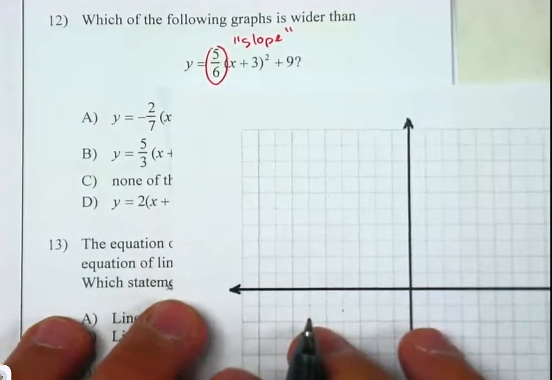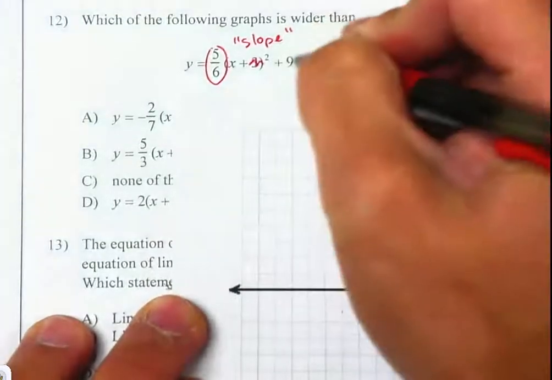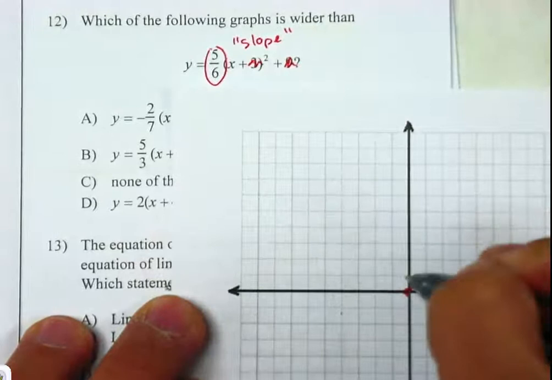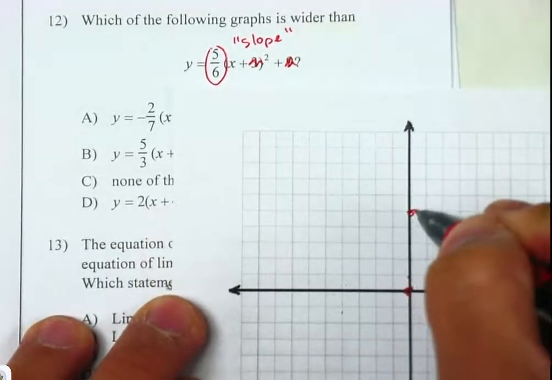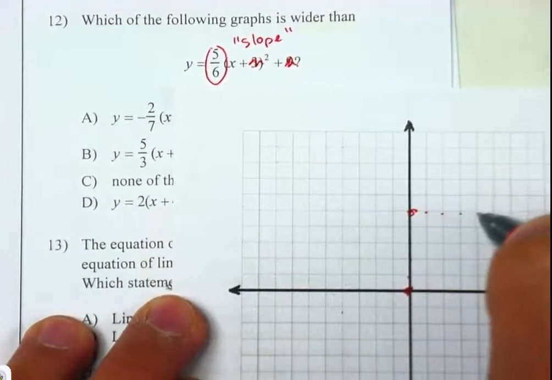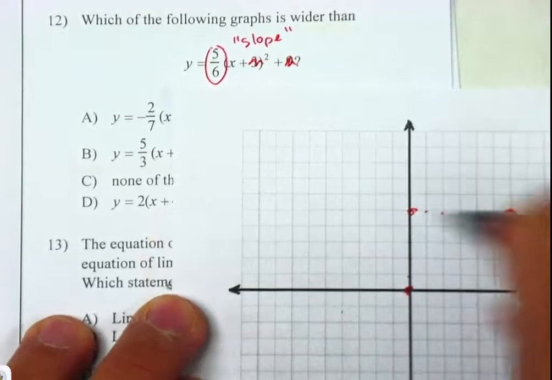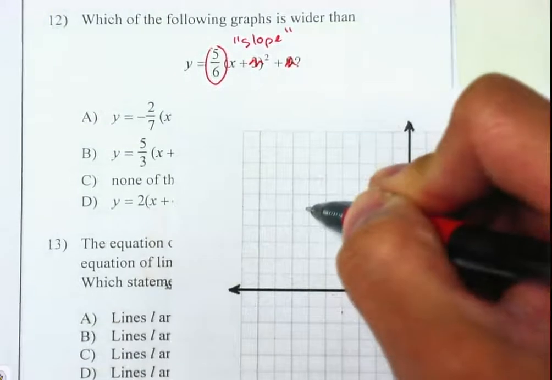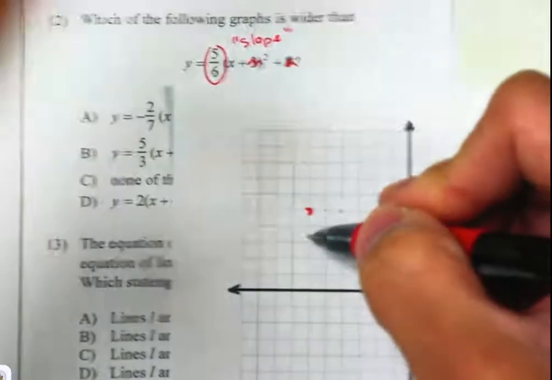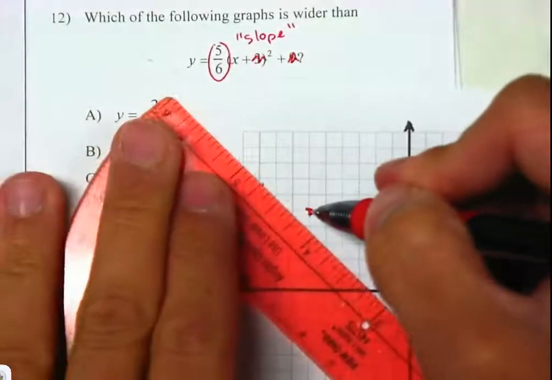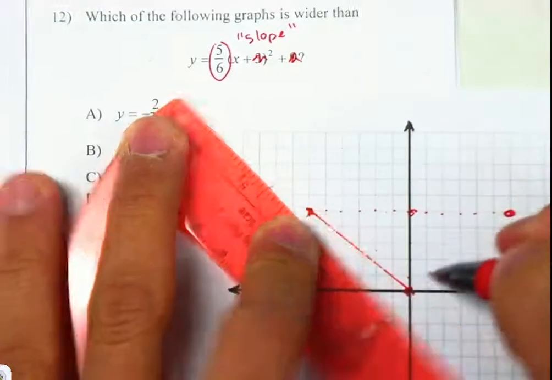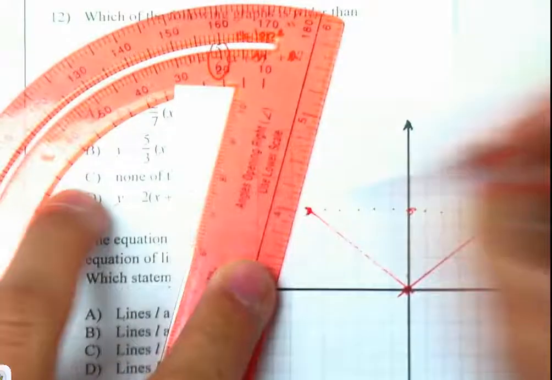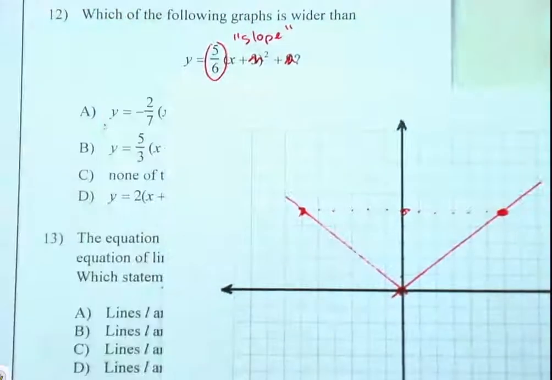I'm just going to cover up all those other ones. We can ignore this, ignore that. We're going to see 5 over 6. So that's going to be up 5 over 6. Oops. And we get this one, and over 6 the other way. Right, so putting that in. Right, so we get that shape.